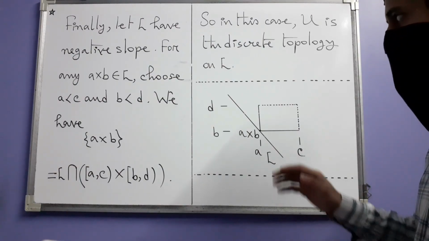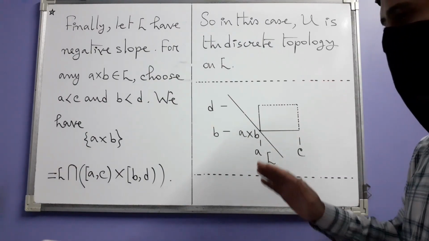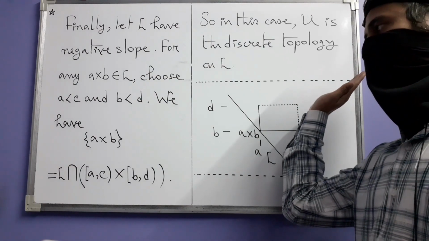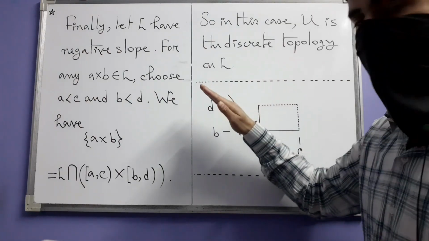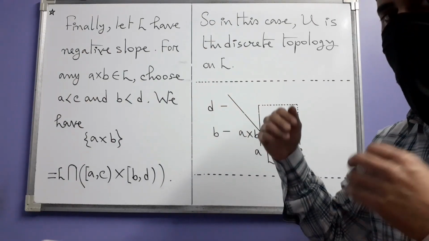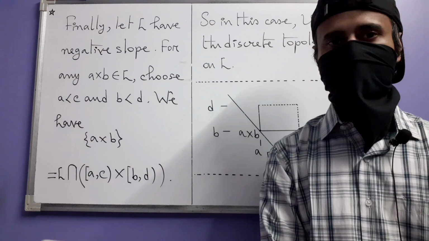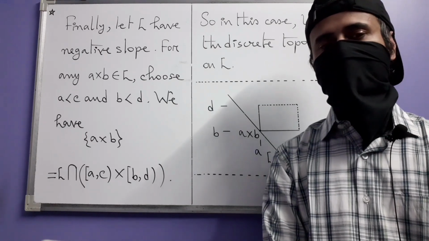So do you see how things drastically change if L goes from this type to this type? The topology changes entirely. And the video also ends here.